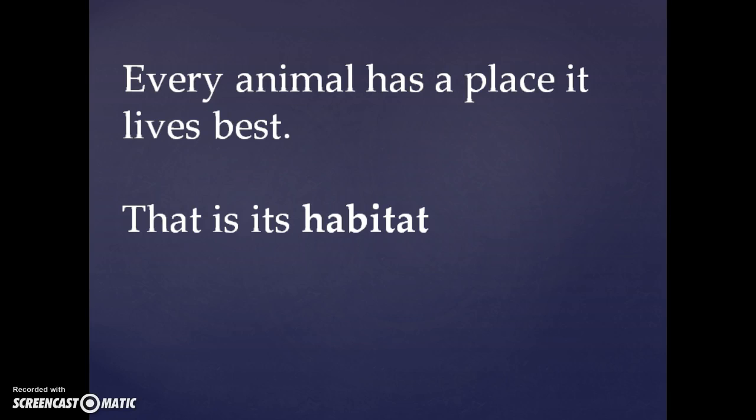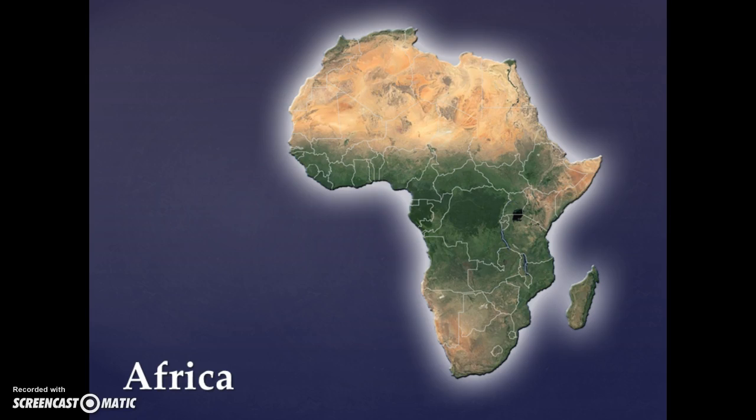Every animal has a specific place that it lives best, a type of environment that allows it to easily find food and to thrive and to be part of the community. And that is known as the animal's habitat. So let's take a look at the different habitats in Africa. Look again, you can see here the different variations, the way the environment changes across the continent of Africa.